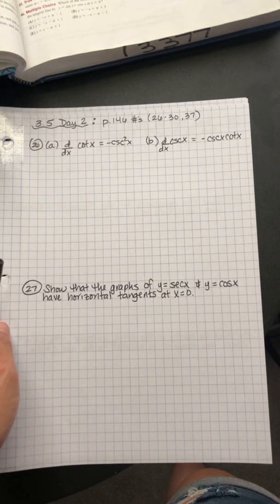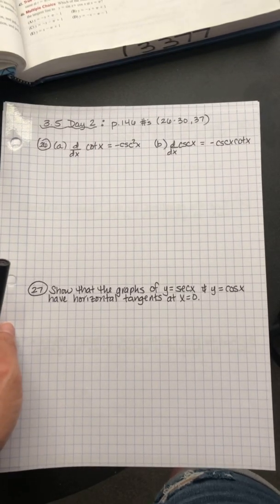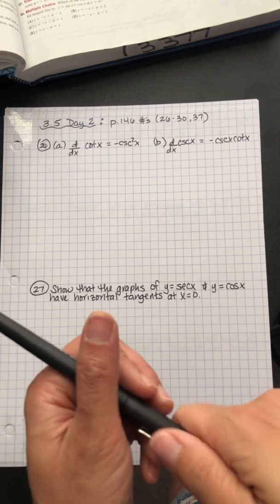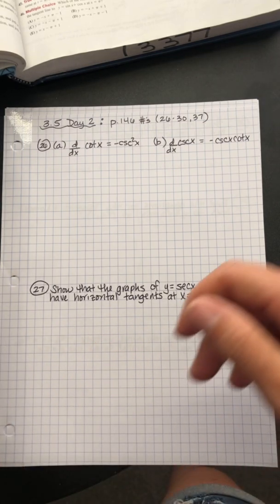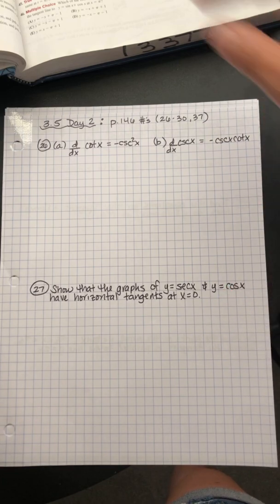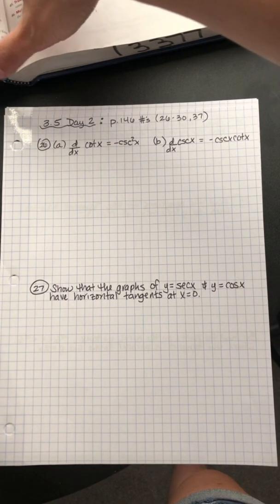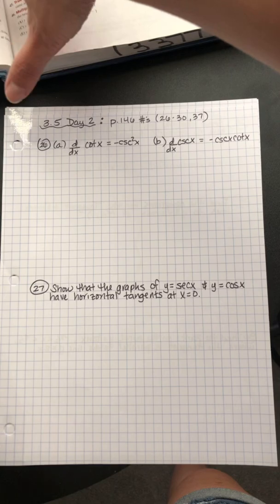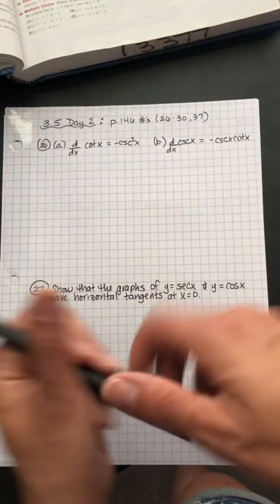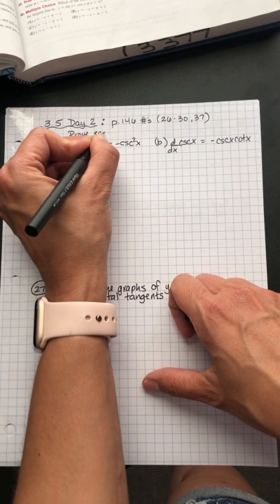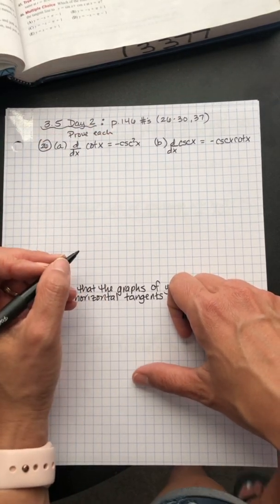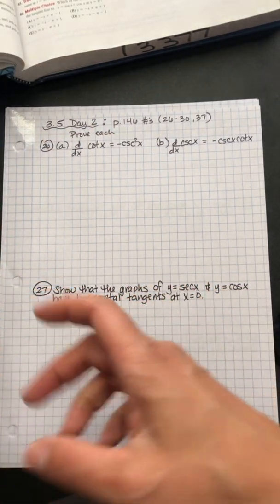All right, here's day 2, numbers 26 through 30 and 37. So 26, letter A, what are we finding? What does it say? Assume d/dx of sine is cosine and d/dx of cosine is negative sine. Prove each of the following. So we have to prove, let me write, that's my instructions. Okay, so we have to prove each of these is true.